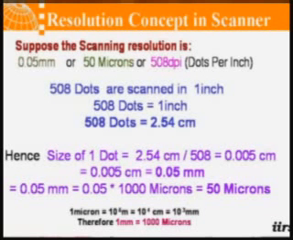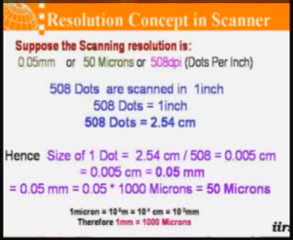So here he said 1 micron is equal to 10 to the power of minus 6 meters, or 10 to the power of minus 4 centimeters, equivalent to 10 to the power of minus 3 millimeters. 10 to the power of minus 3 means 1 by 1000. So that becomes 1000 microns.